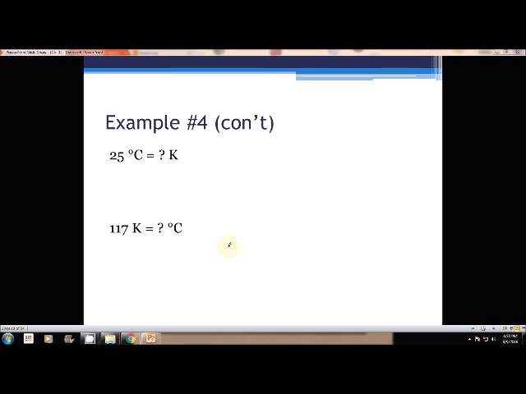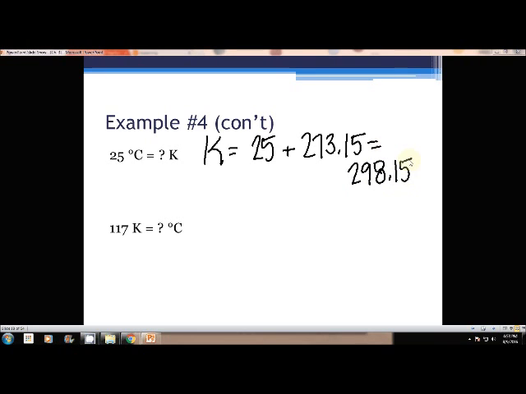So plugging into the equation, K, Kelvin, is equal to, I'm going to plug in my degree Celsius number for degree C, so 25 plus 273.15. This one is simple addition, so when you add those two together, we get 298.15. And our unit this time is just going to be a K. You don't need a degree sign. It's Kelvin, not degrees Kelvin.